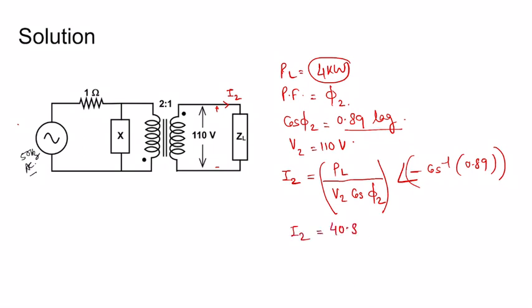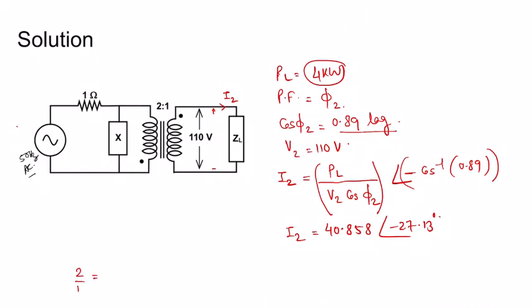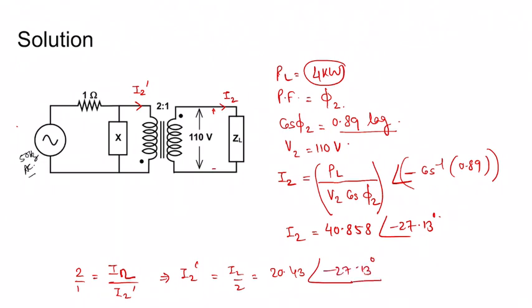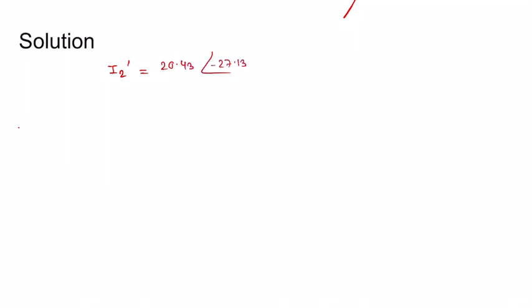So I2 value is coming out to be 40.858 angle minus 27.13 degrees. Now in transformation ratio we know 2 by 1 equal to I2 divided by I2 dash, so we want to find I2 dash, which is equal to I2 by 2, equal to 20.43 angle minus 27.13 degrees. So like this, V1 is there, and I2 dash is lagging by 27.13 degrees.